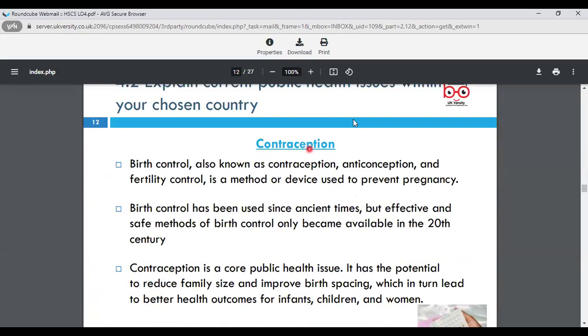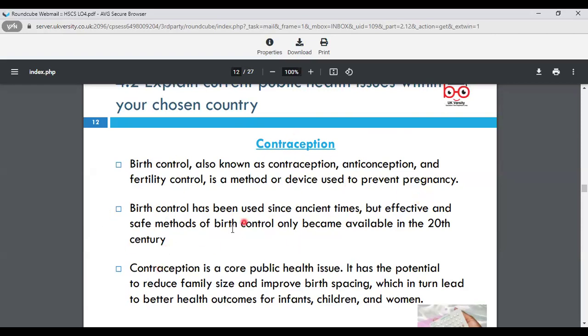So we talked about contraception. What is contraception? It's birth control. It's anti-conception, and fertility control is a method or a device that is used to prevent pregnancy. So you're not going for abortion. That's another way to prevent life from happening, but that's a more advanced stage. You don't want to get to that stage. Before that, you want to prevent even the origin of a human being. So for that, you go for contraception, where you are preventing the birth from happening.